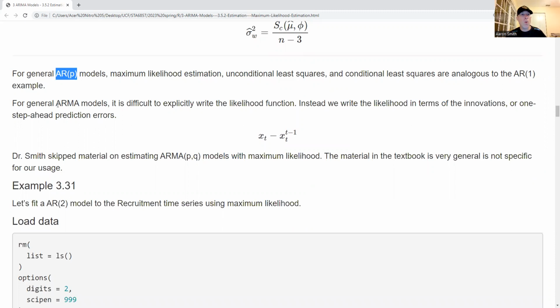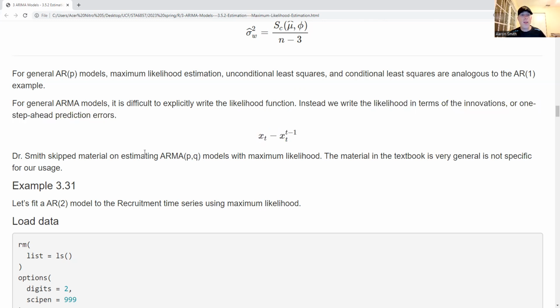Now, if I want to start working with ARMA models, it's going to be more difficult to explicitly write down those likelihood functions. I did AR1 honestly because the likelihood function is just easier to write down pencil and paper. If I'm doing ARMA, I'm going to write the likelihood in terms of those innovations we talked about in a previous video, and then use one step ahead prediction errors like this.